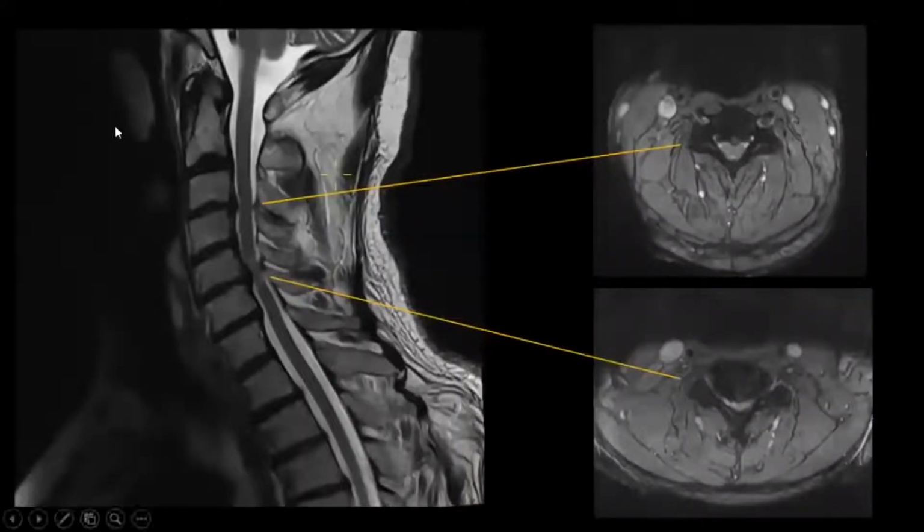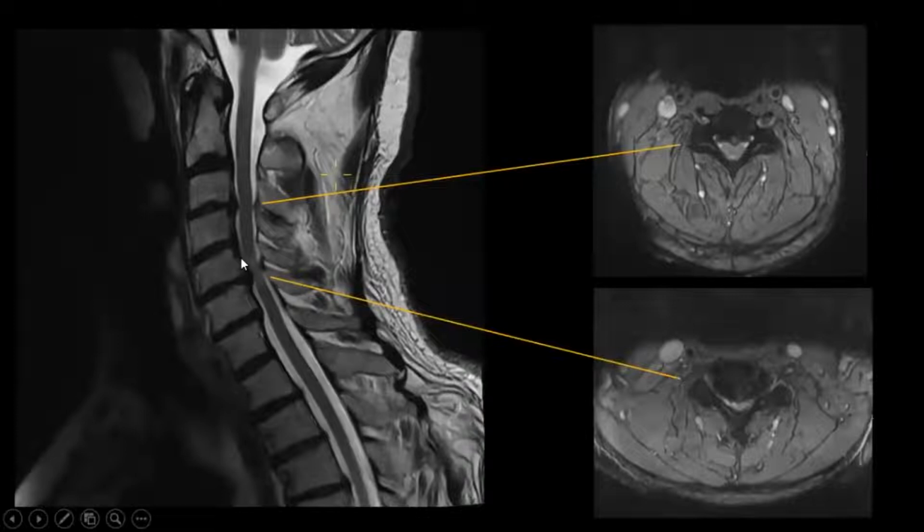Disc osteophyte complexes are more often at the cervical level and less so at the level of the lumbar spine. So, giving an example, this is a T2 sagittal image through the cervical spine. We can see a disc osteophyte complex at C3-C4 and C5-C6. We can see that there is a degree of canal narrowing associated at both levels.